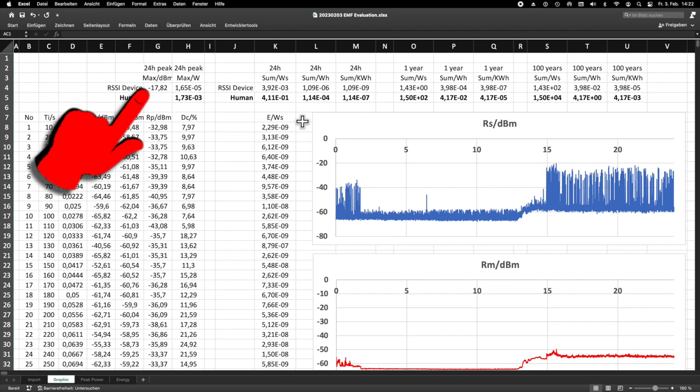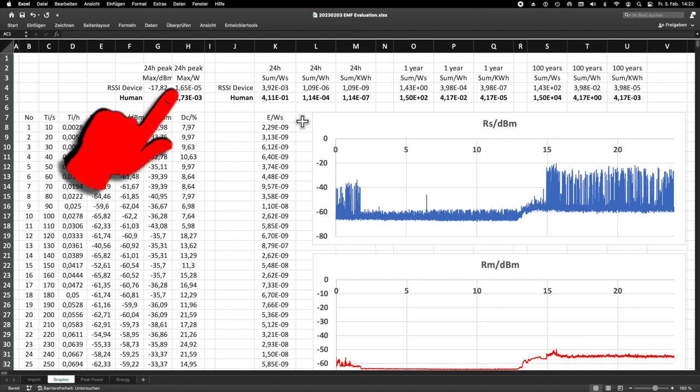With a simple conversion, we now determine the associated reception power in watts. So, it's 16.5 microwatts. Now we know what radiation power our measuring device picks up via its broadband antenna.